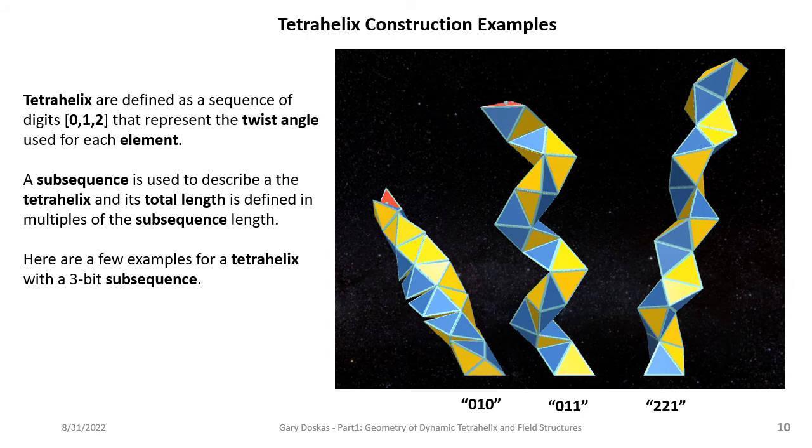Tetrahelix construction examples. Tetrahelix are defined as a sequence of digits, 0, 1 and 2, that represent the twist angle used for each element. A subsequence is used to describe a tetrahelix and its total length is defined in multiples of the subsequence length. Here are a few examples for a tetrahelix, with the 3-bit subsequence of 010, 011 and 221.